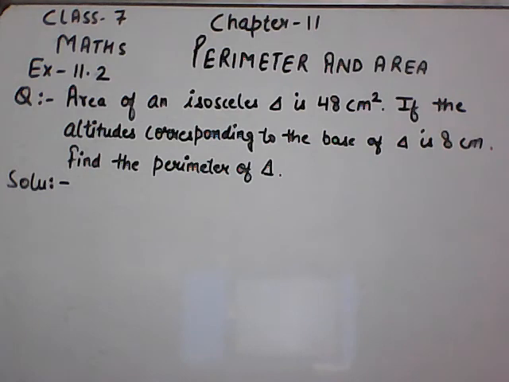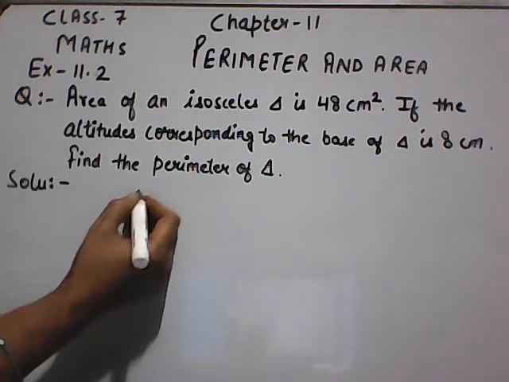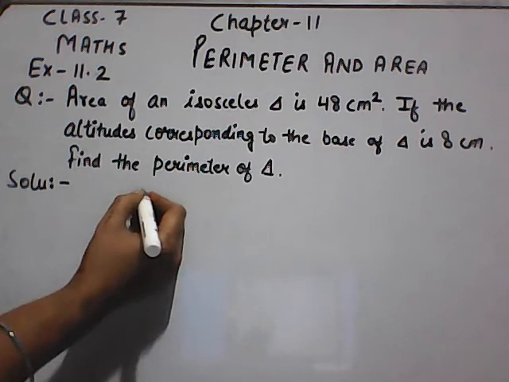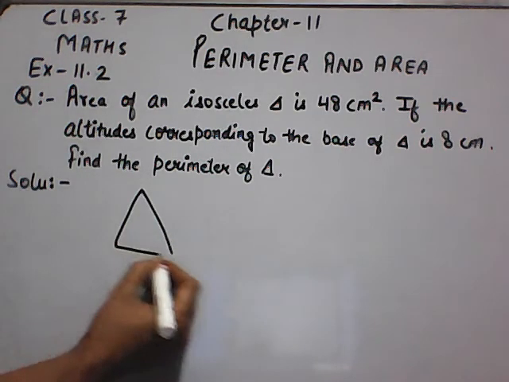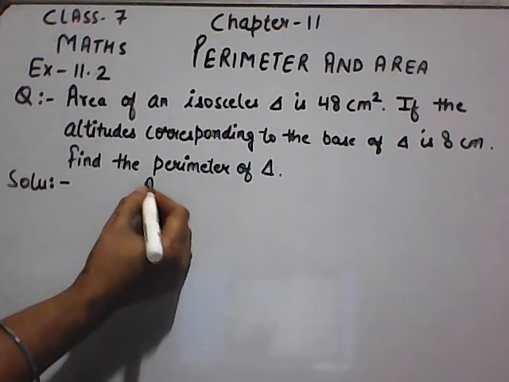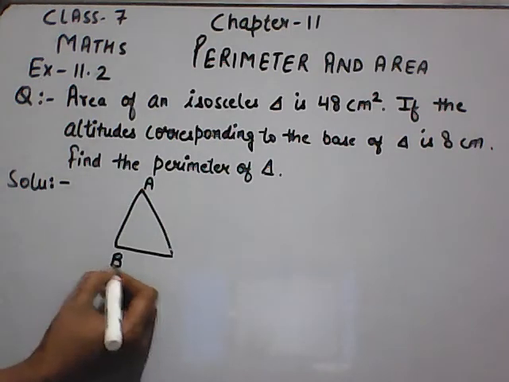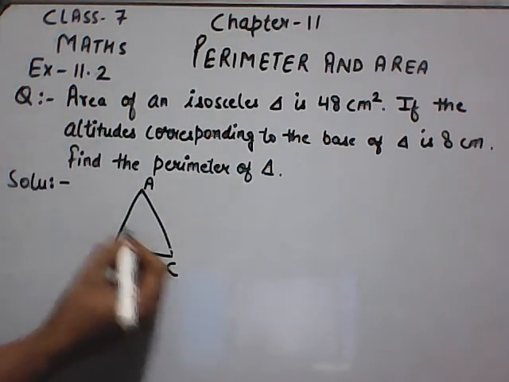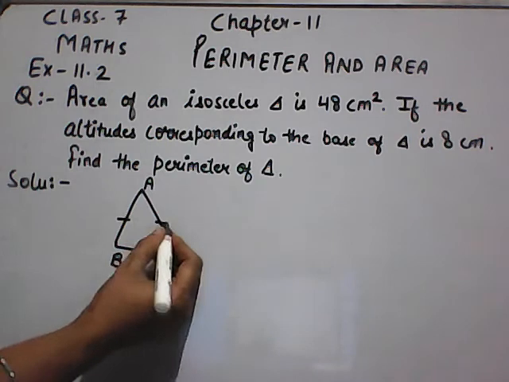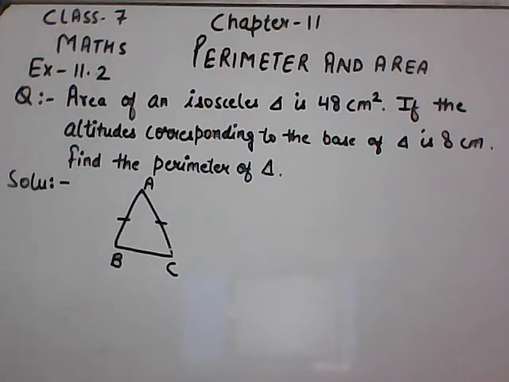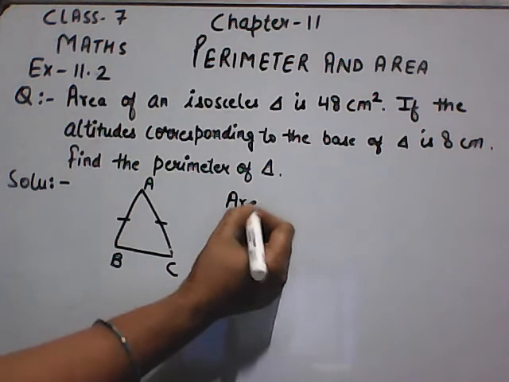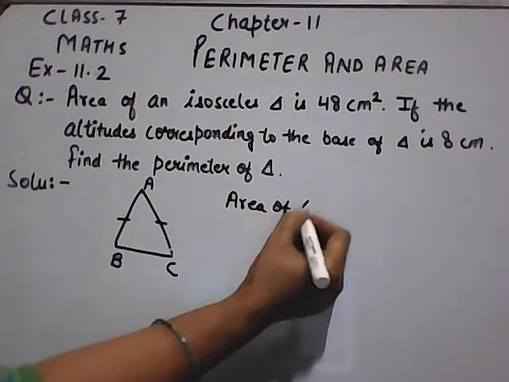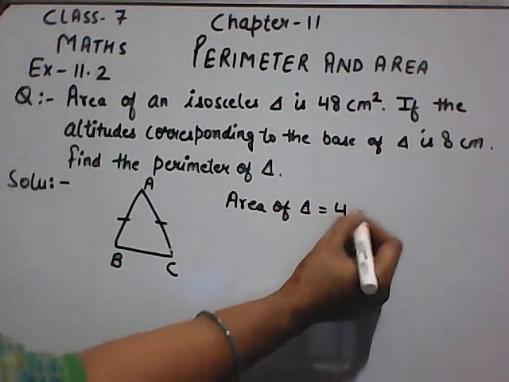Now, isosceles triangle means a triangle having two sides equal. Suppose it is triangle ABC. Isosceles means its two sides are equal. Suppose AB and AC sides are equal. Now area is given to you. Area of triangle is given to you 48 centimeters square.